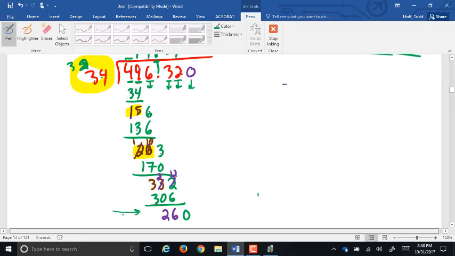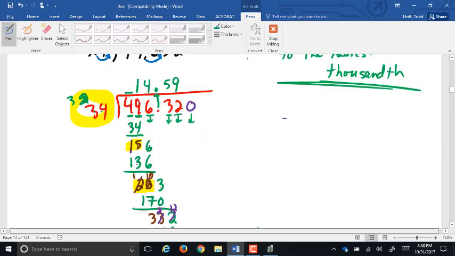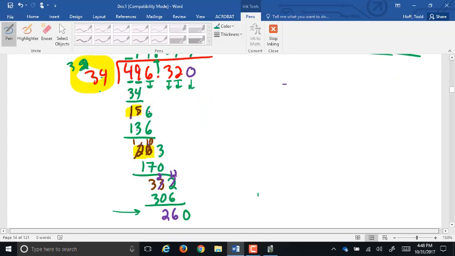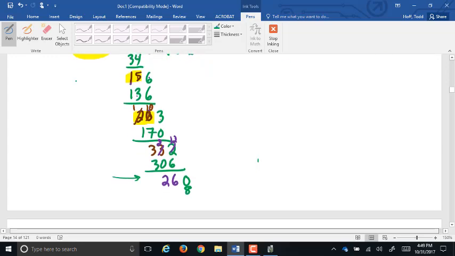How many times? Should we try 7? 7 times 4 is 28. So that's 8, carry the 2. 7 times 3 is 21. Plus 2 is 23. We subtract here. Or borrow, this would be 5 and 10. 10 minus 8 is 2. 5 minus 3 is 2. And 2 minus 2 is 0.